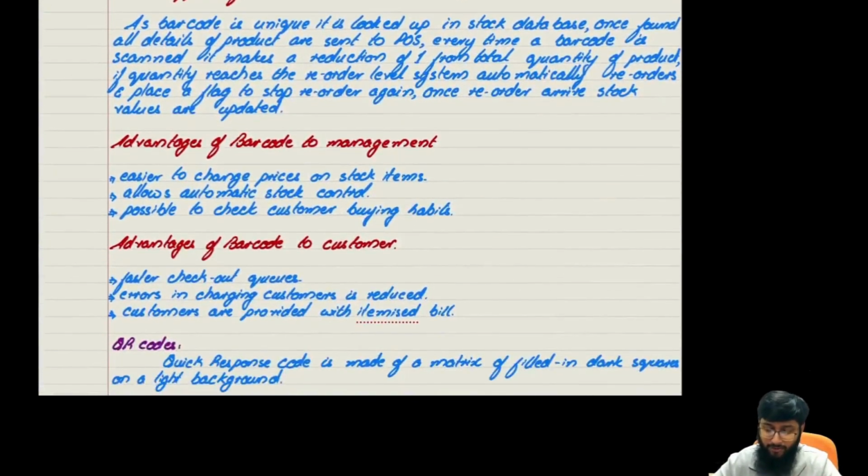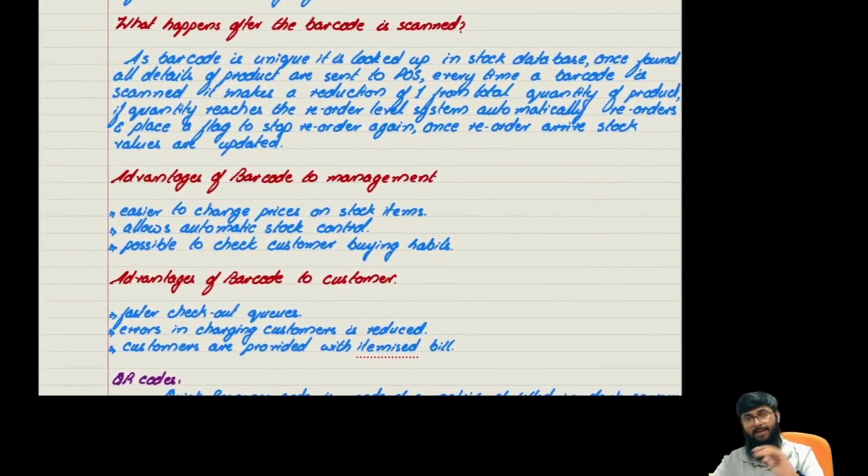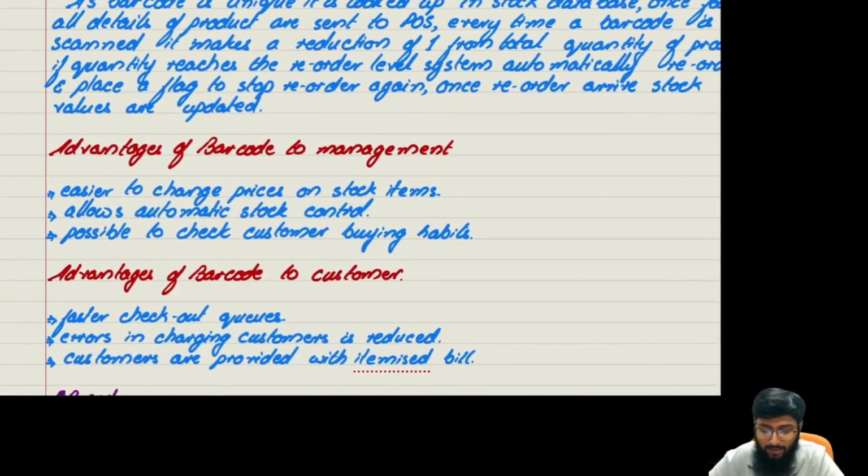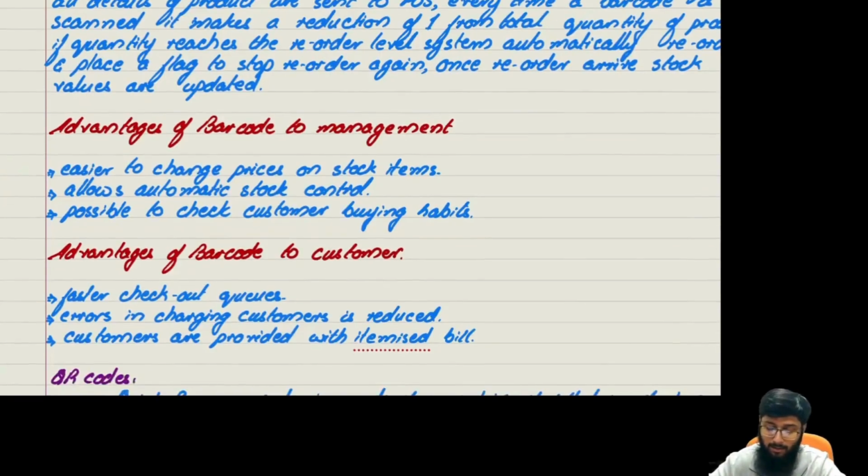Now there are a few advantages to the management, as well as a few advantages to the customer. Now to the management, what are the advantages? It's quite easy to change the price on the stock items. They allow automatic stock control, as well as allowing you to check the customer buying habit, because you might see which product is sold more, so that you might know the purchasing habit of a customer.